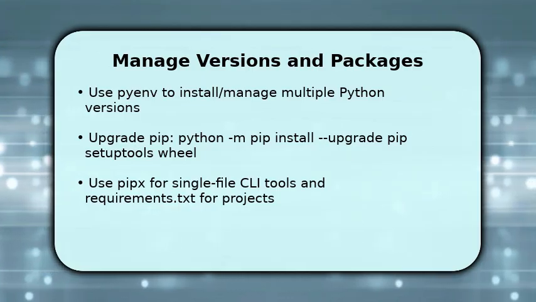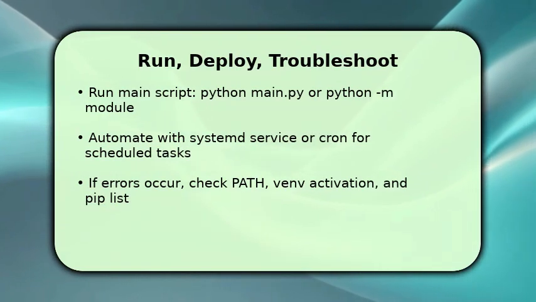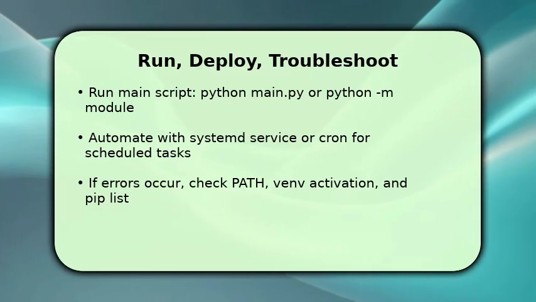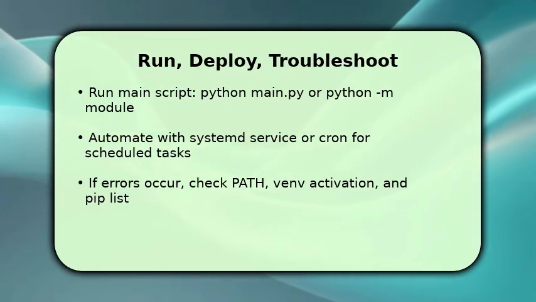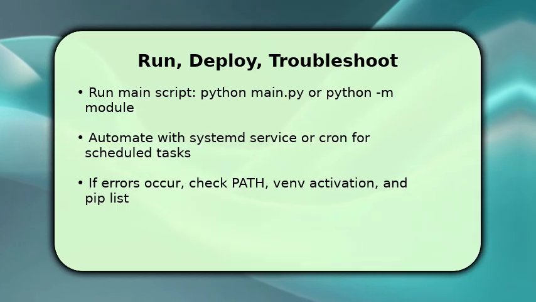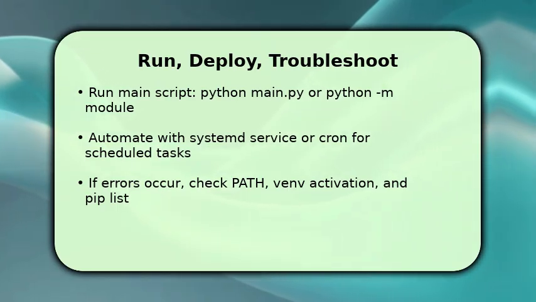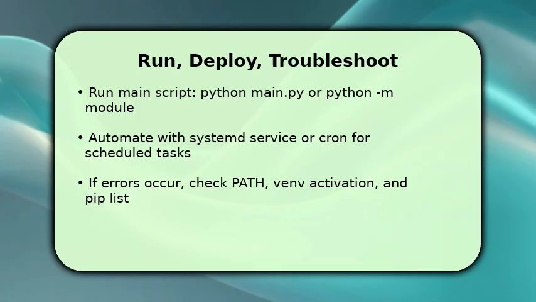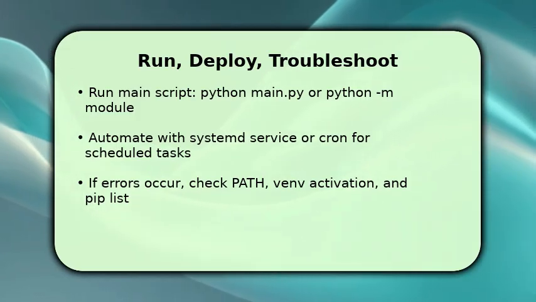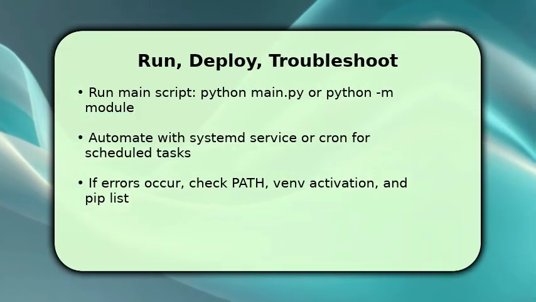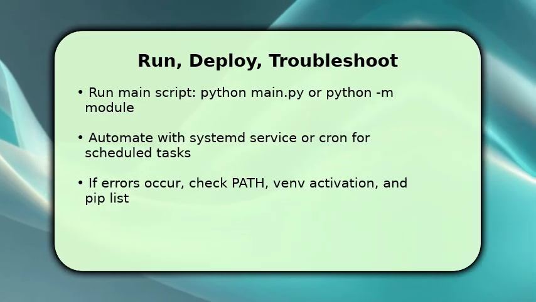You finalize by running and optionally deploying your Python app. Invoke python main.py or use python -m package.module for package entry points. For long-running processes, use systemd service files. For schedules, use cron with the right environment activation. Make logs visible and test the service restart behavior.